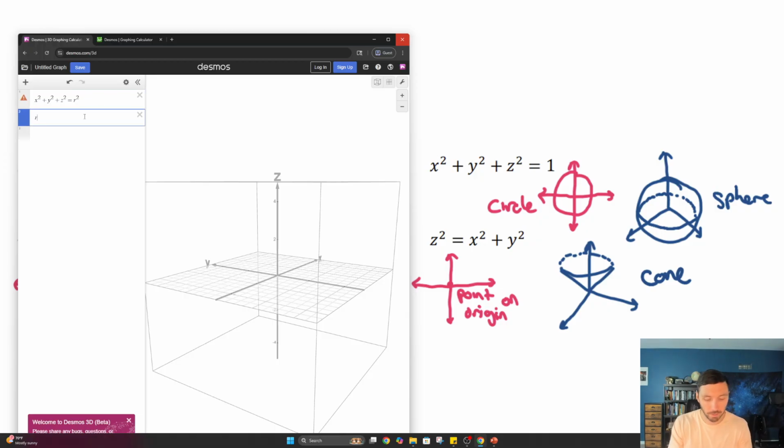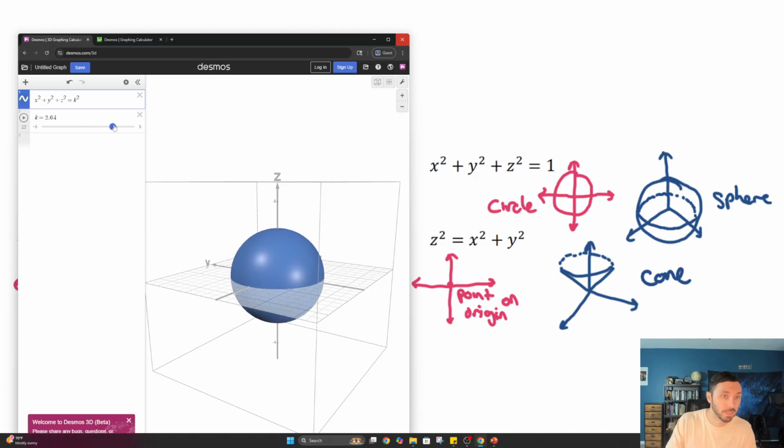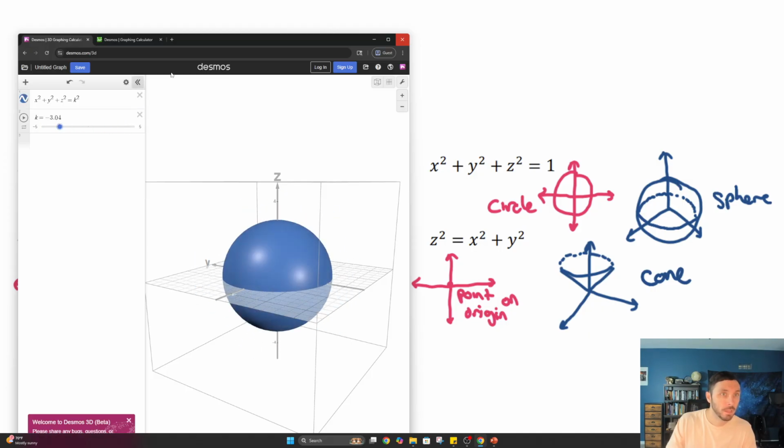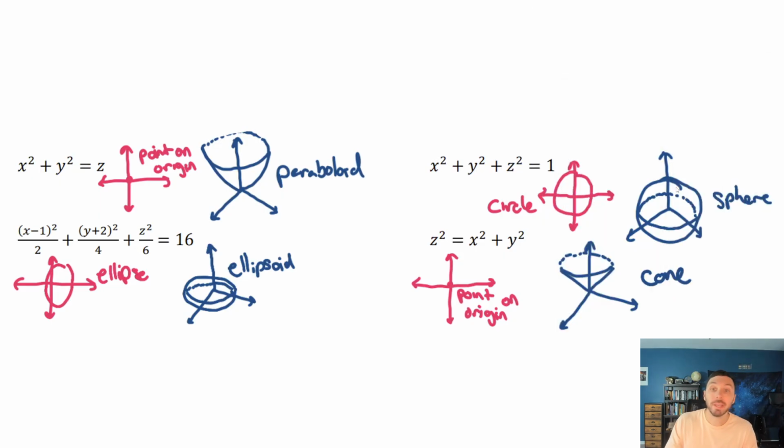If I create a slider for r, it's interpreting it as polar coordinates. I don't like that. I'll just do a k. There we go. We can increase the size of the sphere, right? All right. Well, we get a sphere.